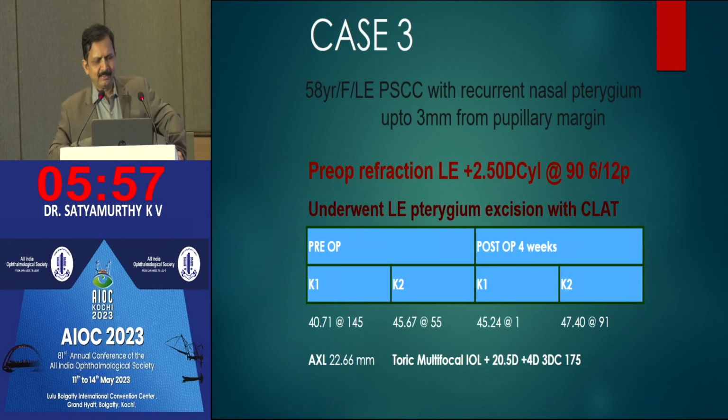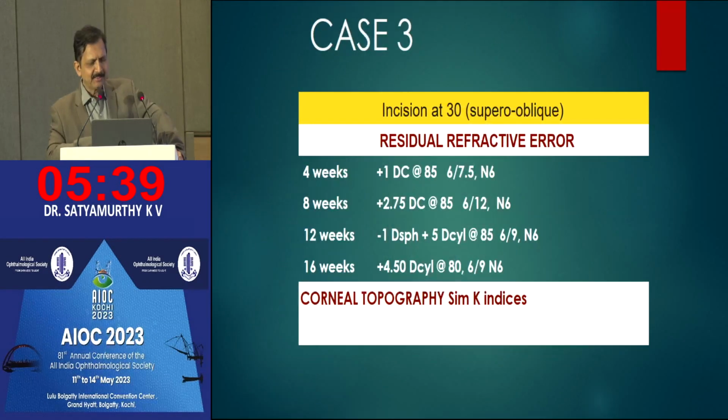Another patient, a female, like we just discussed about pterygium surgery. She had a recurrent nasal pterygium, so first pterygium surgery was done, and then later the patient insisted that she wanted a multifocal lens. So a toric multifocal lens was implanted in that case, and to my surprise, the astigmatism went on increasing, and it stabilized at about 16 weeks after surgery.